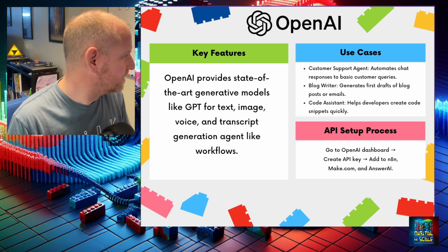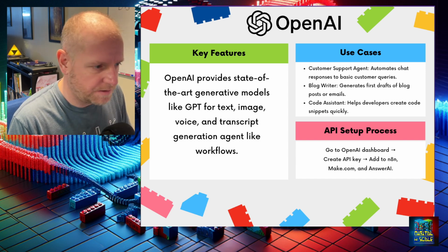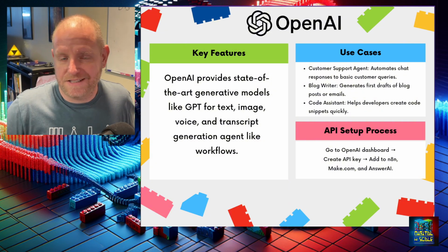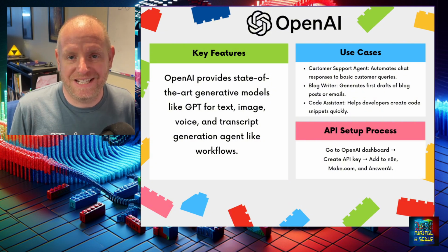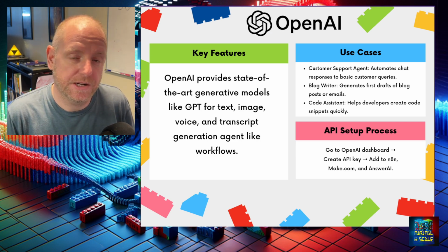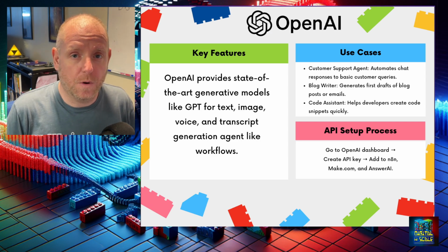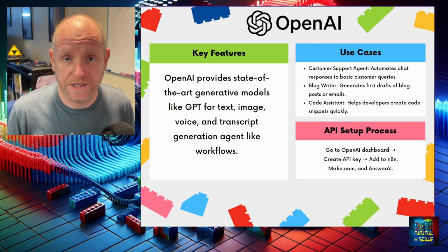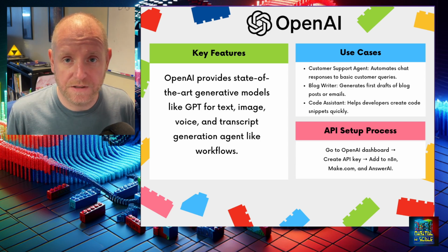So, one second, let me just set something up here. All right, so OpenAI, what's it good for? Well, it's the main model for ChatGPT. It also has DALL-E, which you may have heard of for image generation. It also uses Whisper for transcript generation, so taking audio and turning it into transcripts, which will be hugely powerful, as you'll see in this course.